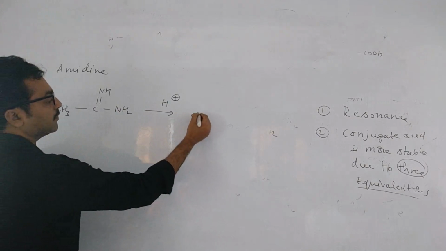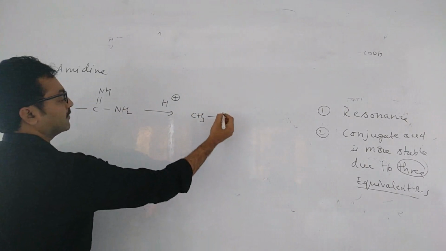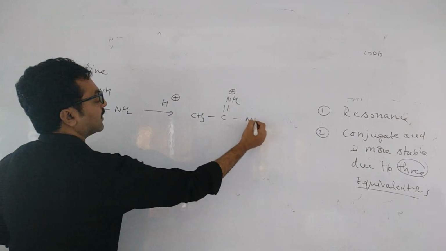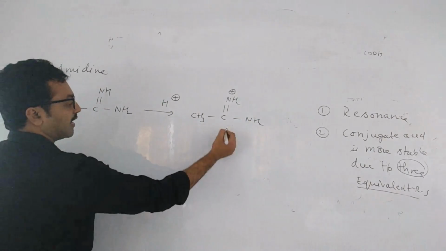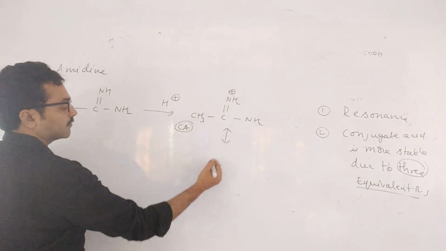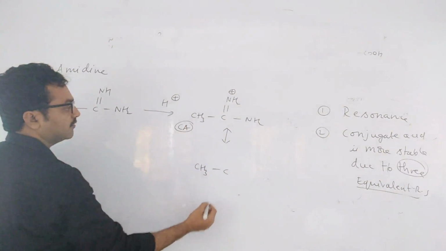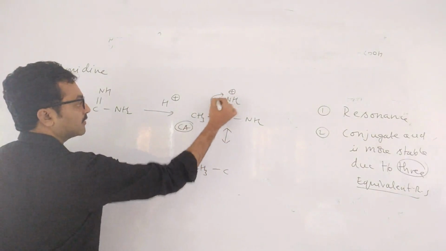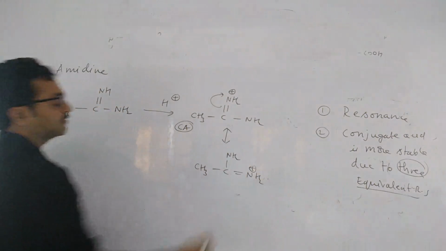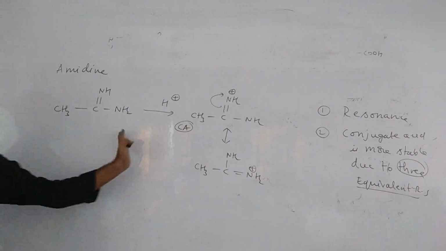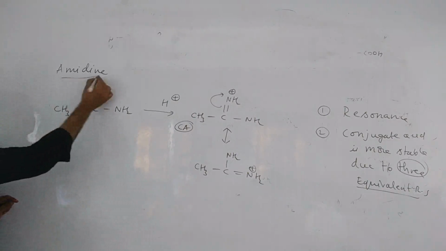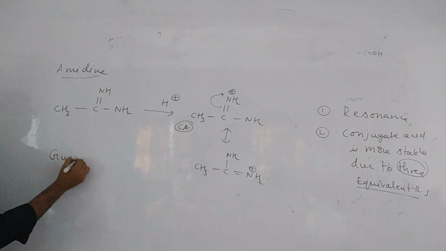So this will be basic because of the two resonating structures only. So what is the resonating structure? 1 NH2 plus single bond NH2. This is the first resonating structure. And what is the second resonating structure of the conjugate acid? CH3 C, this bond like this. So single bond NH2, double bond NH2 plus. Easy. So once if you know, you will get it. So the conjugate acid has two resonating structures. So this is called amidine. So guanidine is more basic than amidine.